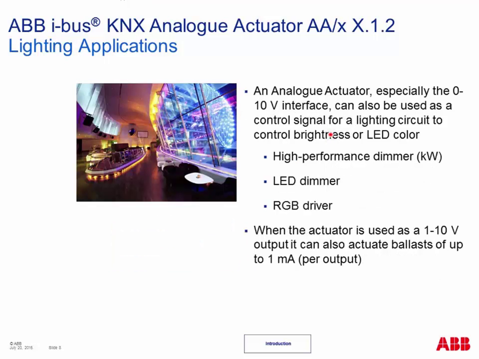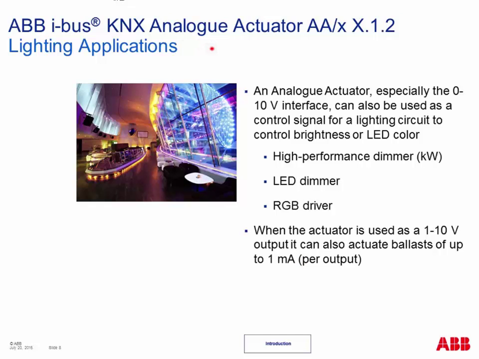Another application, away from heating, ventilation, and air conditioning, is controlling special dimmers, which need an active analogue signal to be controlled. Our switch dimmer actuators, SDS or LRS, have a so-called passive 0 to 10 or 1 to 10 volt output. So the 10 volts comes from the ballast itself, but some dimmers need an active signal, which we can provide with our analogue actuator. So any kind of dimmer which needs this can be controlled, for example high performance dimmers or LED dimmers. And what we can provide is 1 milliampere per output for such an active signal for such a dimmer.